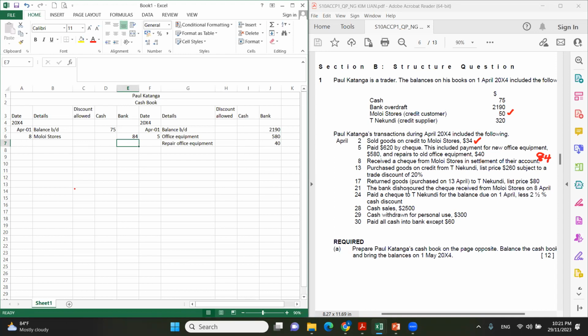Next is that on the 21st, the bank dishonored the check received from Molloy. On the 21st, the bank rejected. So now what we're going to do, this check is rejected, we have to return it back to Molloy, and here we put in bracket, dishonored check. This amount will go back into Molloy's account. Next, here put 84 because the check amount is this one when received. So now return back to Molloy.